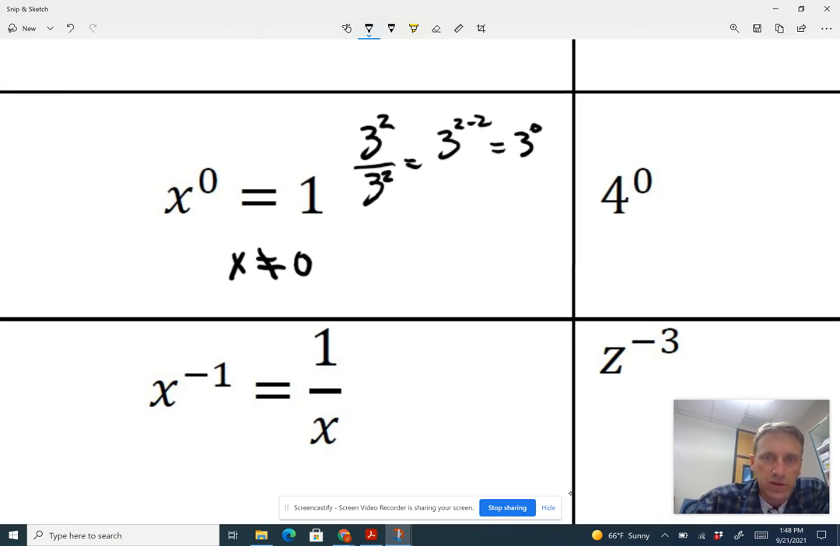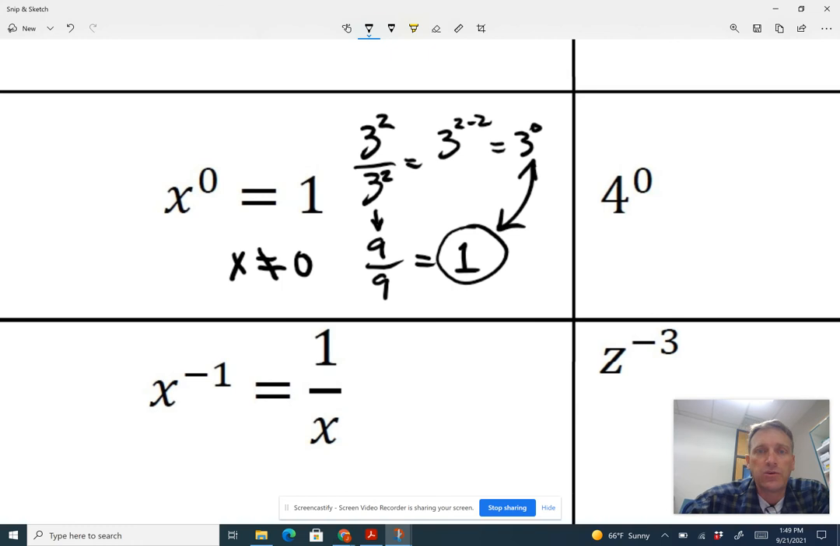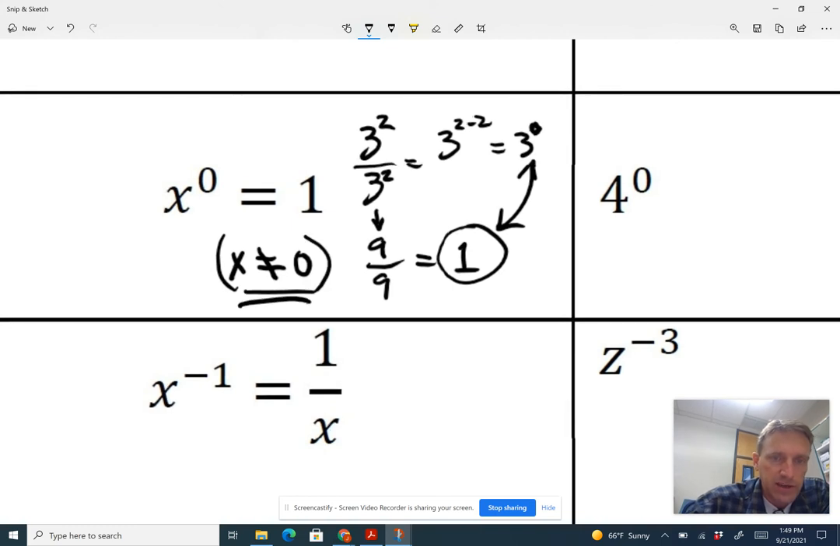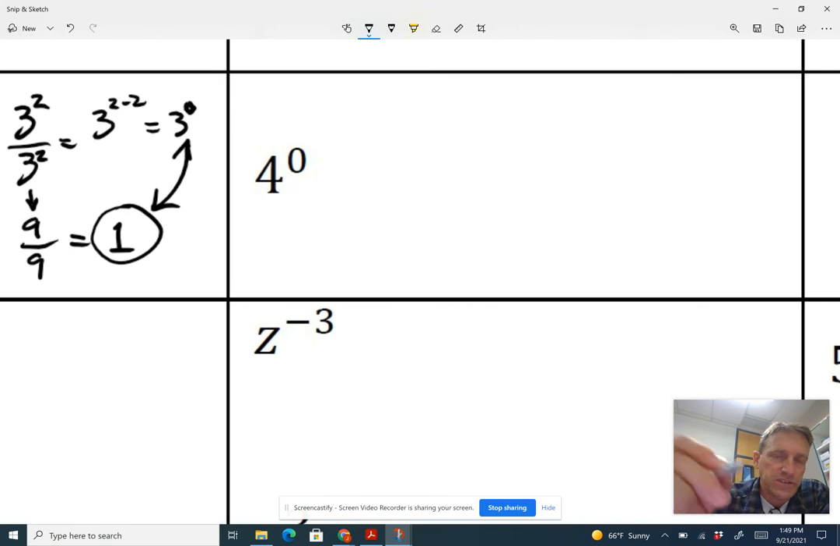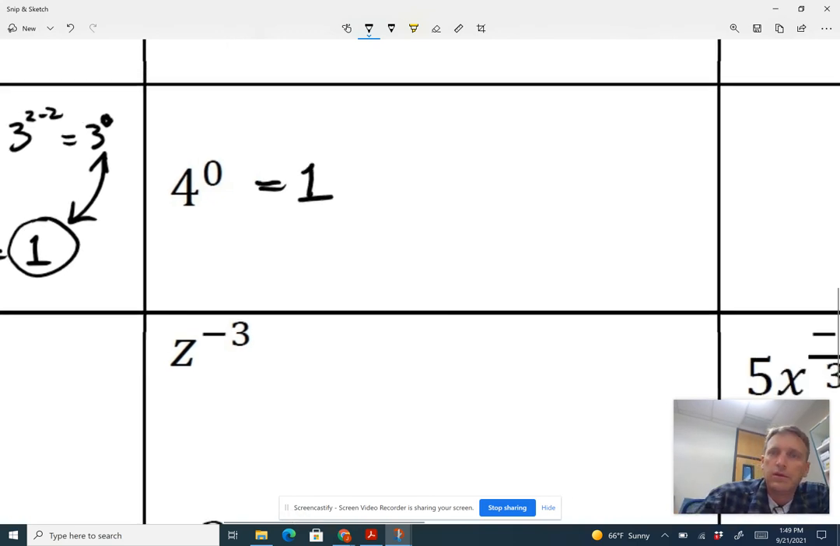But 3 squared is also equal to 9. So I have 9 divided by 9, and when you divide a number by itself, you get 1. And so anything divided by itself is 1. So because it's rooted in division, you cannot divide by 0. And so this part right here is an important thing to keep in mind. Your base cannot be 0. Here, 4 is not 0, so 4 raised to the 0 power is 1.